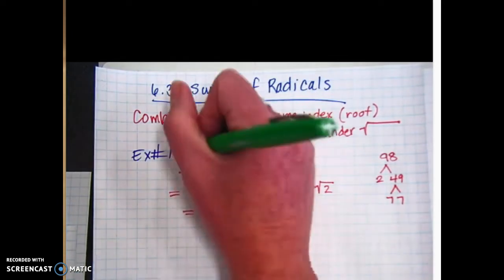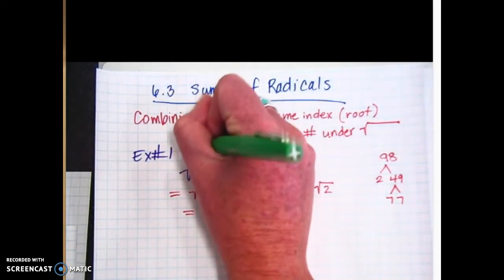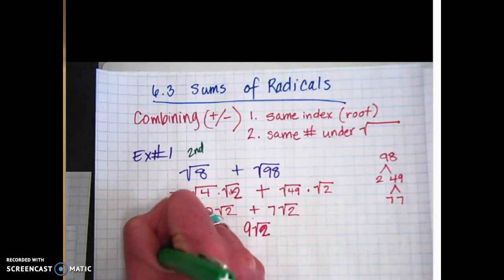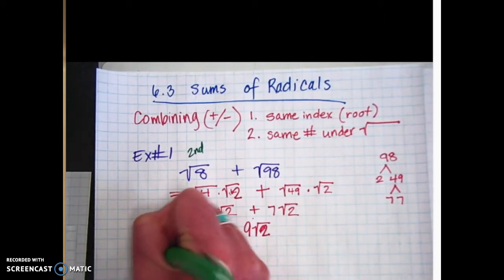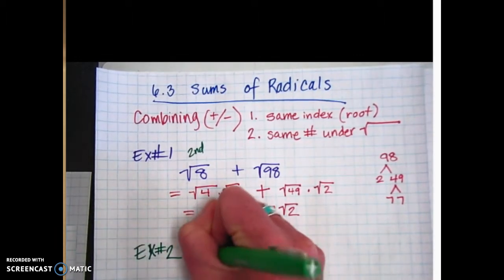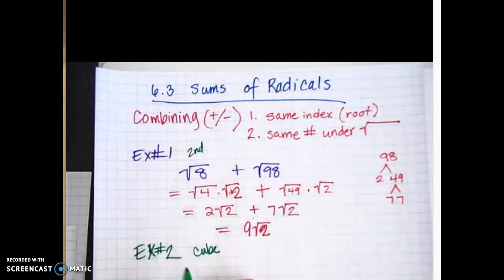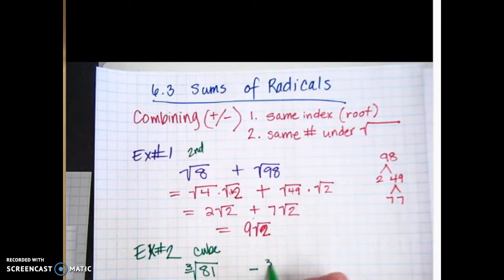All right. That one was a square root. Let's try one with a third root. So example number 2. We're going to do a cube root. So we're going to take the cube root of 81 minus the cube root of 24.